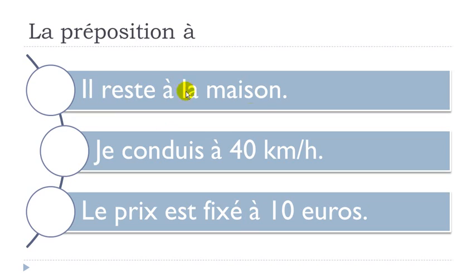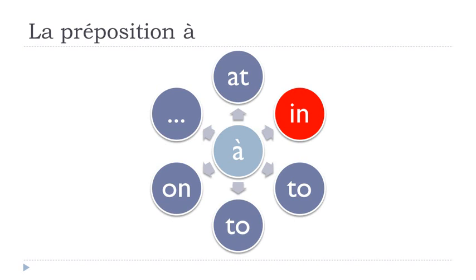So, il reste à la maison. Je conduis à 40 km/h. Le prix est fixé à 10 euros. If you want to express this at concept for these situations, then you will have to use this preposition à. So let's see now the second category, and it will be this in concept.